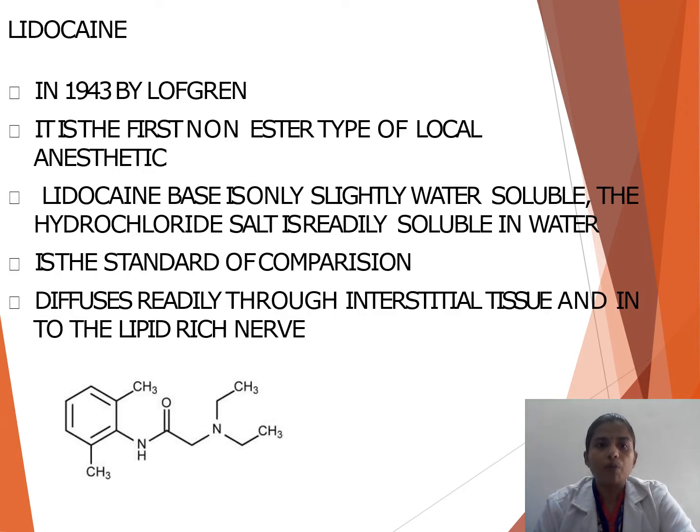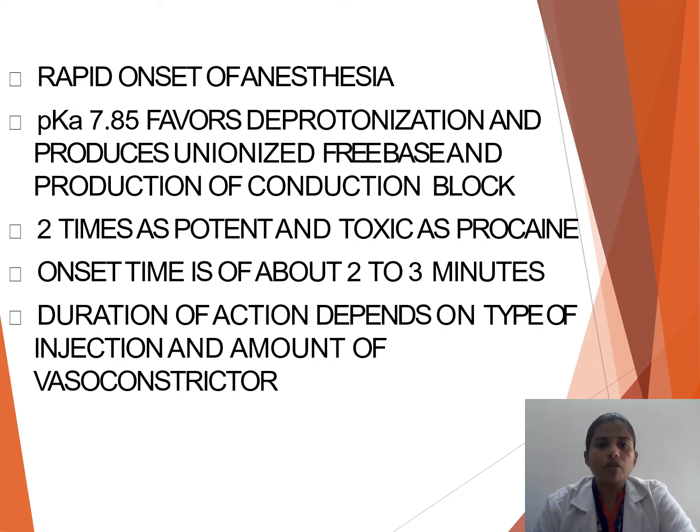Next, we are going to see about lidocaine. Lidocaine was discovered in the year 1943 by Lofgren. It is the first non-ester type of local anesthetic agent. Lidocaine base is slightly water soluble, and the hydrochloride salt, readily soluble in water, is the standard of comparison. It diffuses readily through the interstitial tissue and into the lipid-rich nerve. Rapid onset of anesthesia with a titration value of 7.85 favors deprotonization and produces unionized free base and production of conduction block. It is 2 times as potent and toxic as procaine.